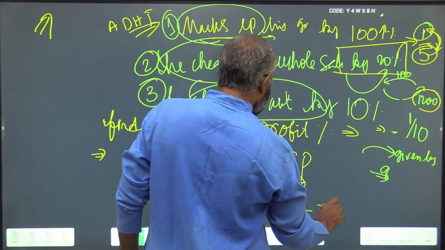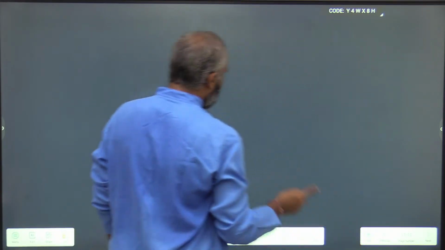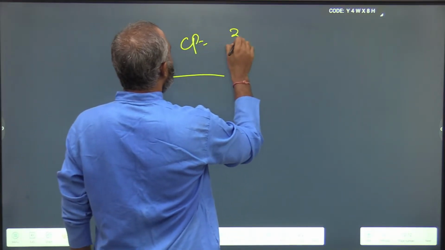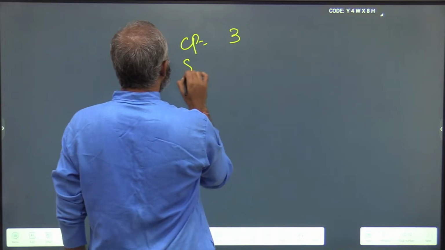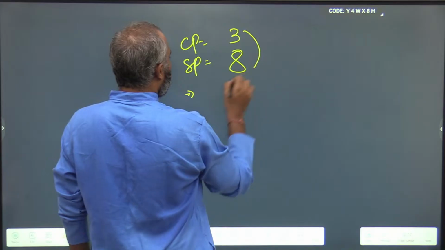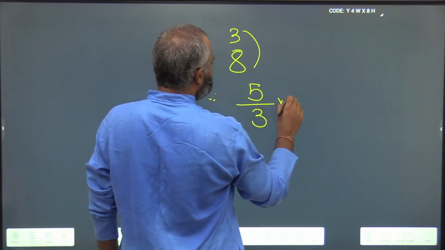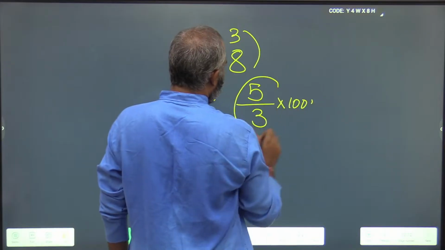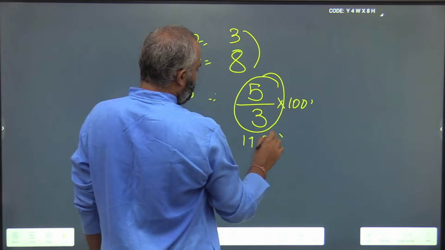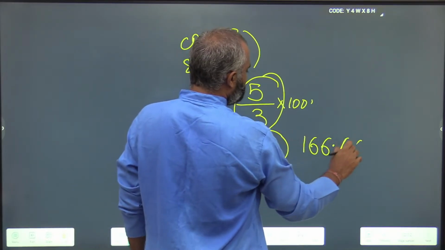8 by 3 is equal to the selling price. From this, what can we judge? Your CP is 3, but your selling price is 8. What is the profit? Profit is 5 units out of 3 units into 100%. 5 by 3 is nothing but 1 plus 2 by 3. So his whole profit percentage is 166.66%.